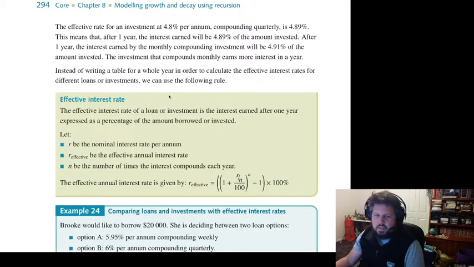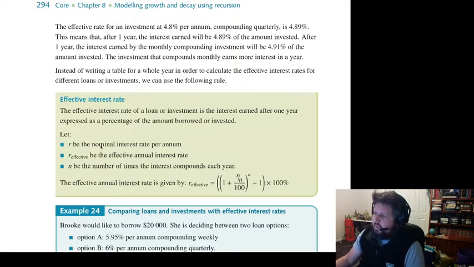You could write out a table, yep, like we just went through that example. It's time consuming. I can see eyes rolling back in heads as I'm saying that, yep, we don't want to write out a table. Good news is you don't have to. There is actually a formula that we can use to calculate the effective interest rate. Yep. So, it says here the effective interest rate of a loan or investment is the interest earned after 1 year expressed as a percentage of the amount borrowed or invested. Cool, we were cool with that.